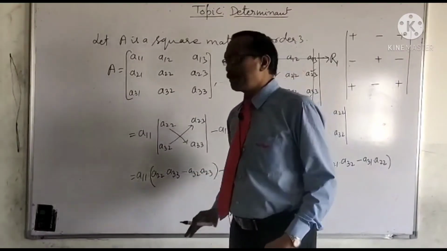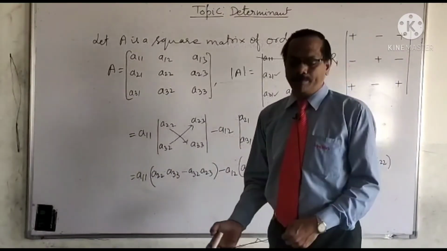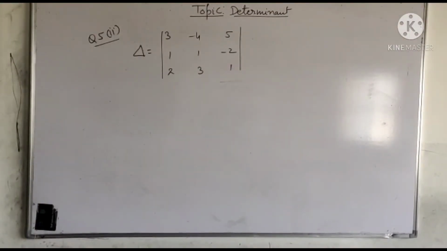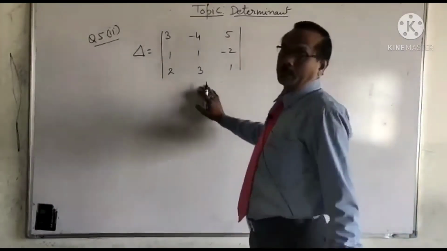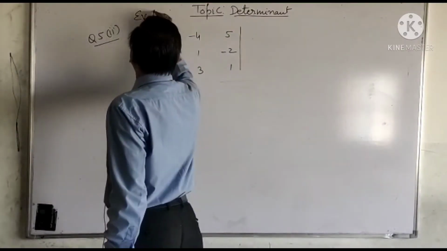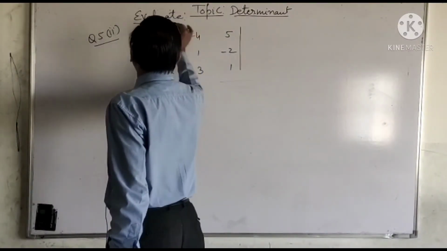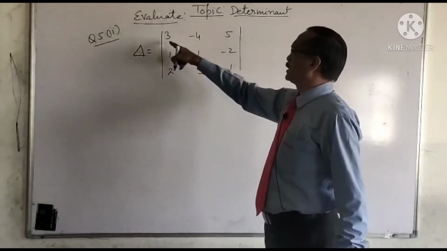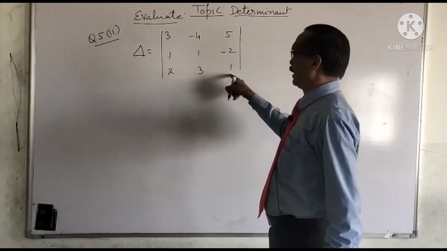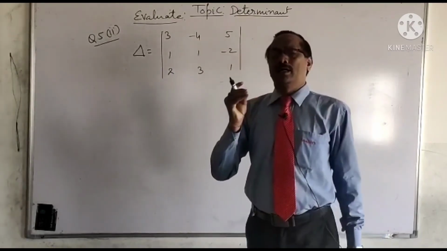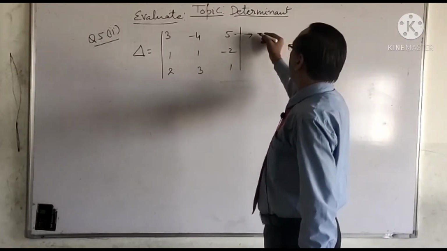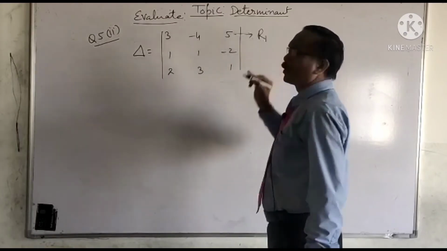Now I am taking one example to explain this more. Student, now see the question. Question is: evaluate the determinant 3, minus 4, 5, 1, 1, minus 2, 2, 3, 1. Now we will solve this determinant by expanding it with respect to row R1.